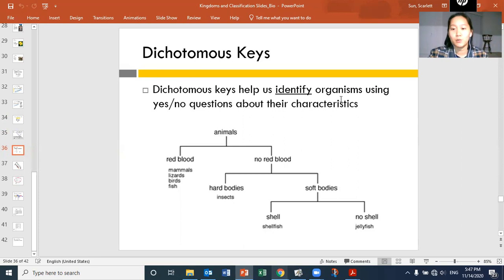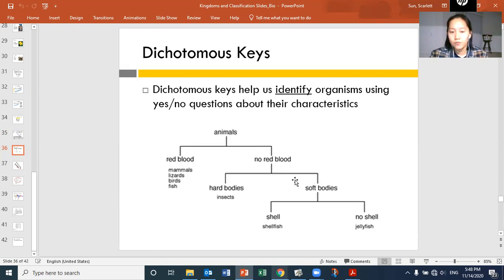So let's go, for example, we're trying to identify a bunch of organisms and you're going to ask a question. For this animal, does it have red blood or no red blood, right? Yes or no. And the animals that have red blood would be mammals, lizards, birds, and fish. And then if no, you're going to ask another question. Do they have hard bodies or do they have soft bodies, right?